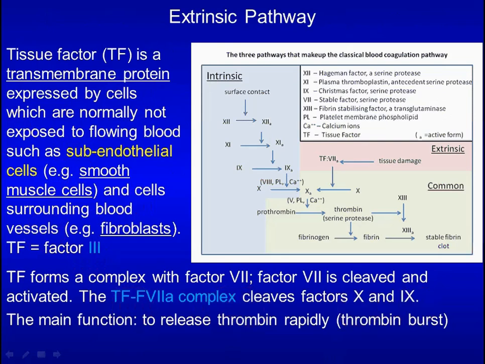One way to make it easier to remember this complex is using a simple math. 3 plus 7 equals 10. It represents factor 3 and factor 7a complex cleaves factor 10. This pathway can release thrombin far more quickly than intrinsic pathway because it acts on factor 10 directly.